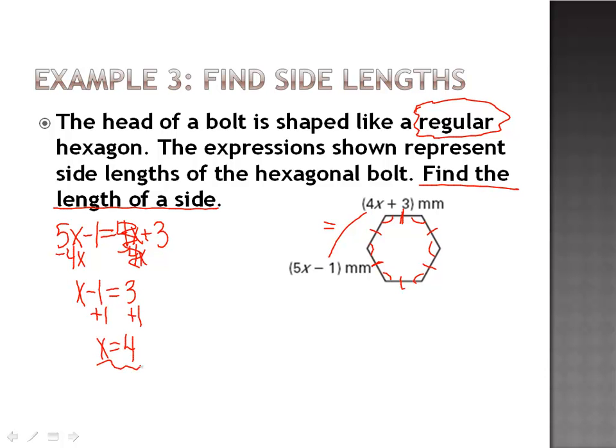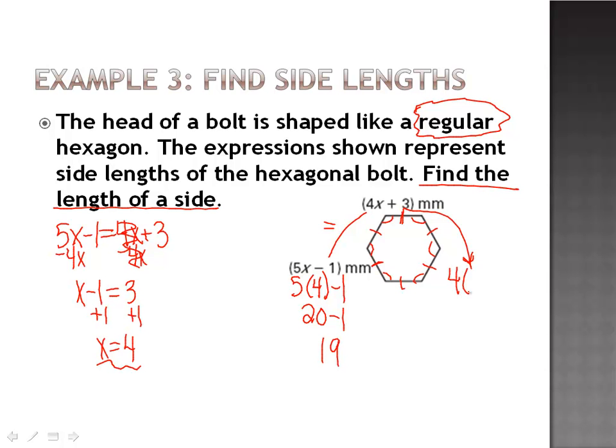Now the question said find the length of a side. We found x, so we haven't answered the question yet. So let's plug x in here. So 5 times 4 minus 1, that's 20 minus 1, which is 19. And a good double check will be to make sure we get 19 for this side as well.